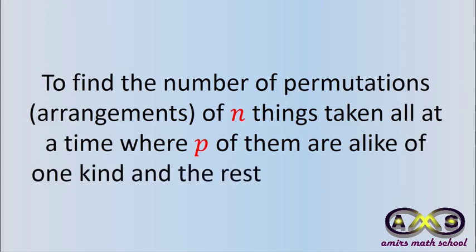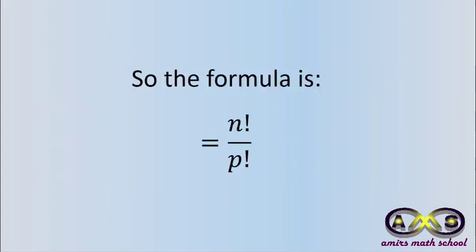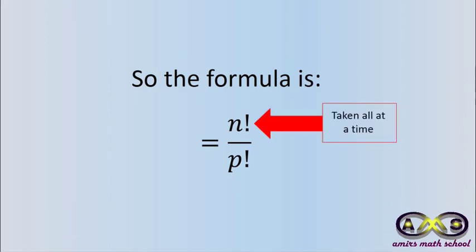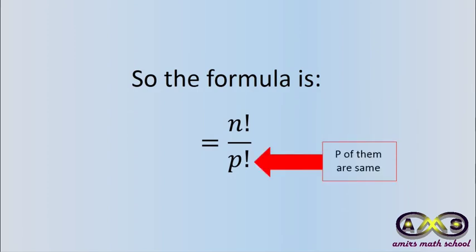To find the number of permutations or arrangements of n things taken all at a time where p of them are alike of one kind and the rest are all different, the formula is n factorial divided by p factorial. This n factorial is for the arrangement of all the letters taken all at a time, including the different letters and also the same letters. And this p is for the same type letter arrangement. So the formula is n factorial divided by p factorial.